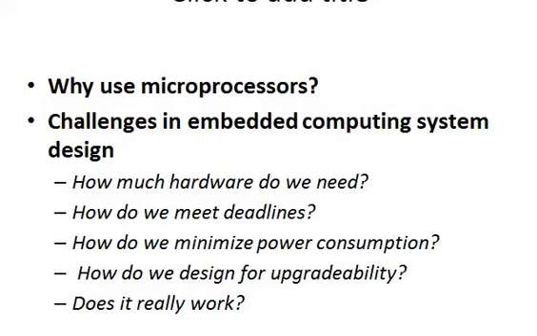So the usage of an optimum amount of hardware is highly essential, because too little hardware makes the system fail to meet a deadline, whereas excessive usage of hardware in an embedded system may increase the power consumption, and the product becomes more expensive. So optimum usage of hardware is very challenging, and we need to make the right choice while using the hardware.